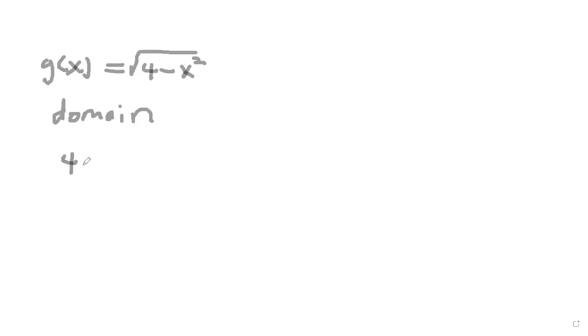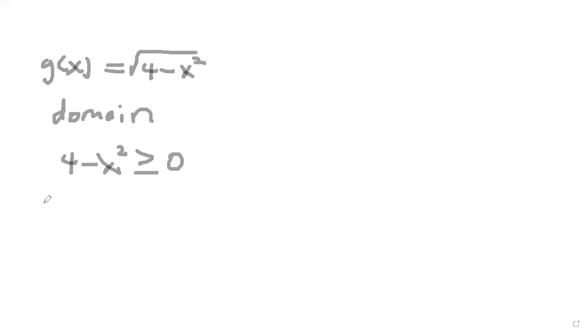Well, we know that 4 minus x squared has to be greater than or equal to 0. So x can equal plus or minus 2. So in this case, I'm sitting here looking, and the domain is not really easy to look at. You can't really see it.